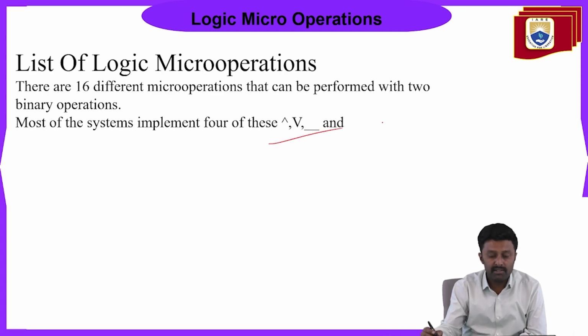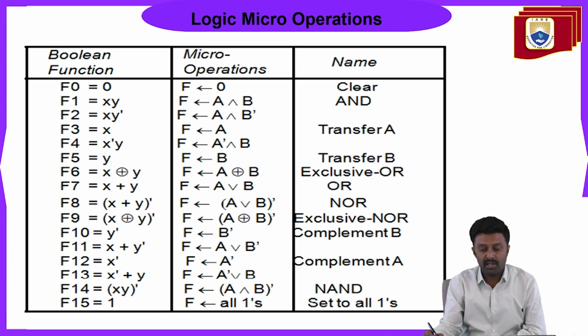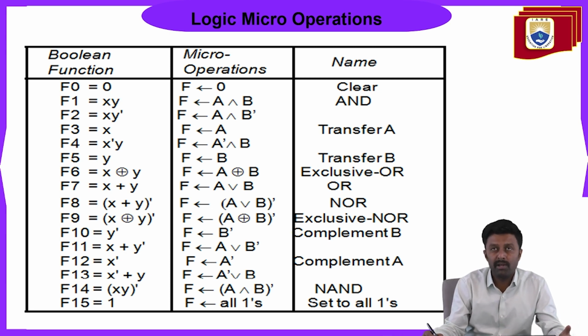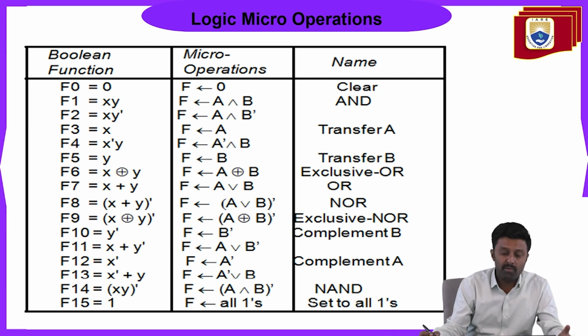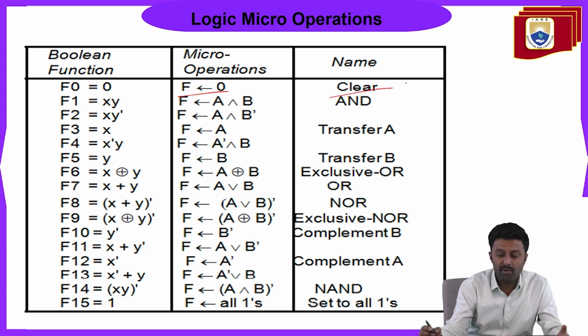So by using the different operations symbols, these logical operations are performed. This table shows the list of micro operations which are performed. To clear the register, we will write 0 arrow towards F. So this will perform the clear operation.